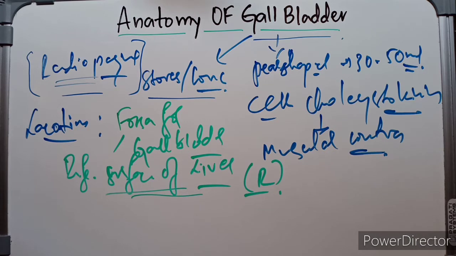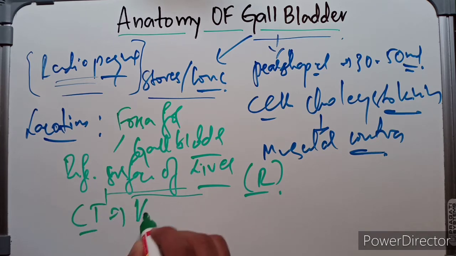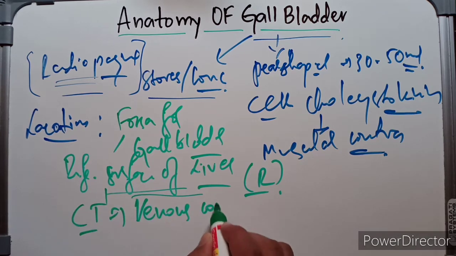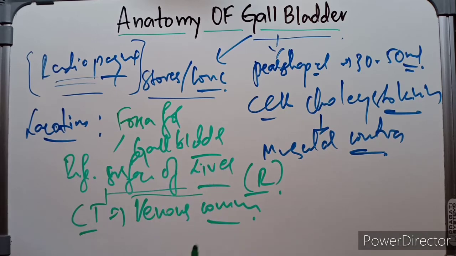and it is usually attached to the liver substance by connective tissue. It is attached to the liver by connective tissue, and it also has venous communication with it. So this is about the location of the gallbladder.